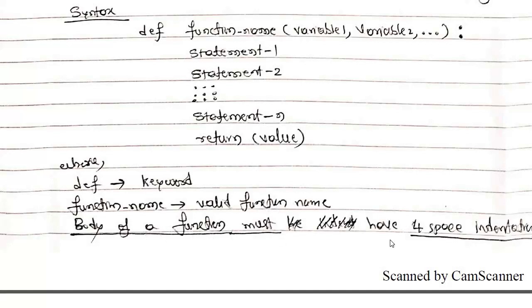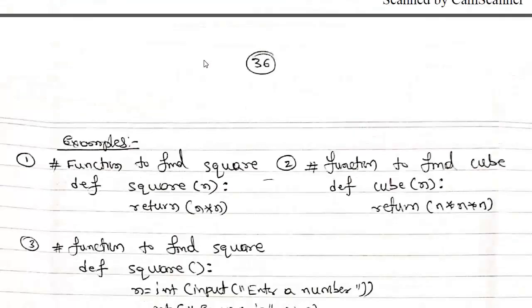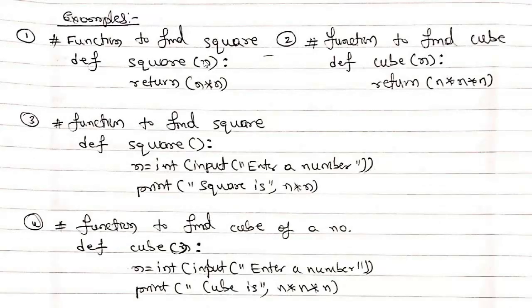Body of a function must have 4 space indentation, meaning one tab is required. Otherwise the machine will not understand. This is the syntax. If you write the syntax like this in the exam, you get good marks for this. Afterwards give some examples. I have shared the same examples.